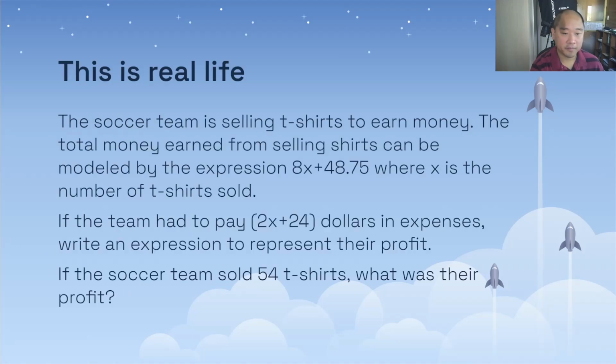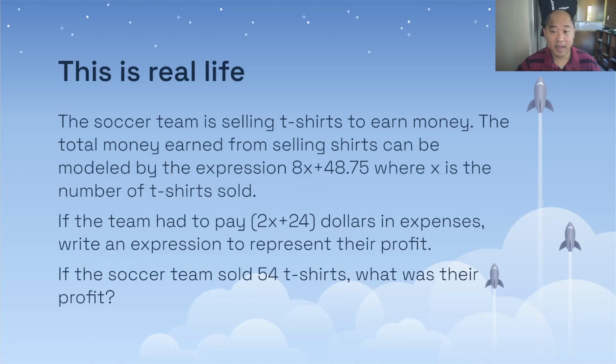Okay, let's look at a real life example. Let's say that the soccer team at KAS is selling t-shirts to earn money. The total money earned from selling shirts can be modeled by this expression, 8x plus 48.75, where x is the total number of t-shirts sold. So every time they sell a shirt, they get another $8, basically. And they started out with $48.75 for some reason.